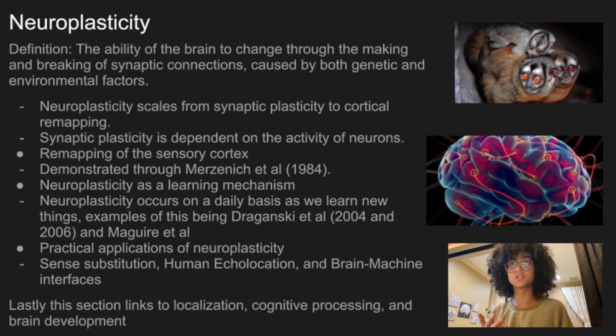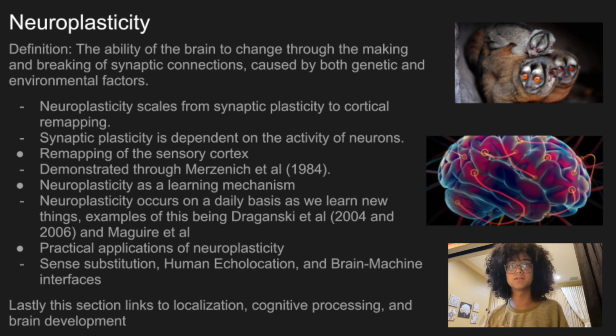Neuroplasticity, as I mentioned before, is the ability for the brain to change by breaking and making synaptic connections. This is caused by both genetic and environmental factors. Neuroplasticity scales from synaptic to cortical remapping. Synaptic plasticity is entirely dependent on the activity of neurons. This section also discusses neuroplasticity as a learning mechanism. Neuroplasticity does occur on a daily basis as we learn new things.